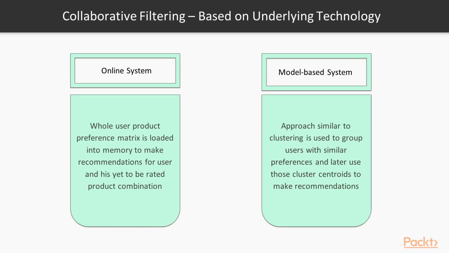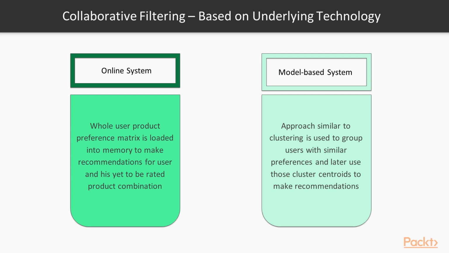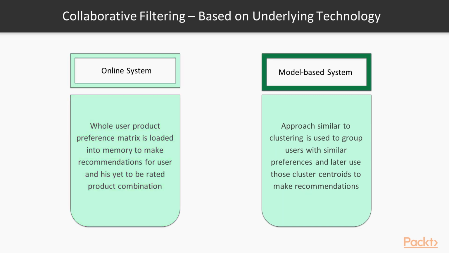Based on the underlying technology, collaborative filtering can be an online system where the whole user product preference matrix is loaded into the memory to make recommendations for a user and his yet-to-be-rated product combination. Or a model-based system, where an approach similar to clustering is used to group users with similar preferences, and later use those cluster centroids to make recommendations.